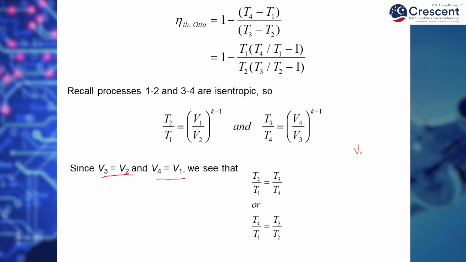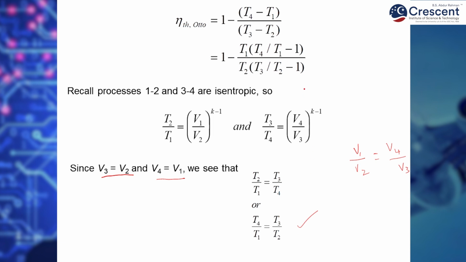So, here V1 by V2 could be written as V4 by V3, because V1 and V4 are the same, and V2 and V3 are the same. In that case, you can write T2 by T1 as T3 by T4, or if you rearrange this equation, T4 by T1 can be written as T3 by T2.